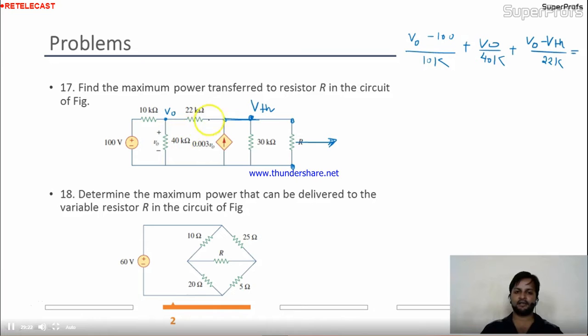Is there any other branch over here? No. Only 3 branches. So 3 terminal equation equal to 0. Equation 1. The next one is over here. The VTH minus V0 divided by 20k plus... For this VTH we are having 3 branches: 1, 2, 3. This branch is not connected. This is the open branch, dead branch, right? So we are having 3 terms only.